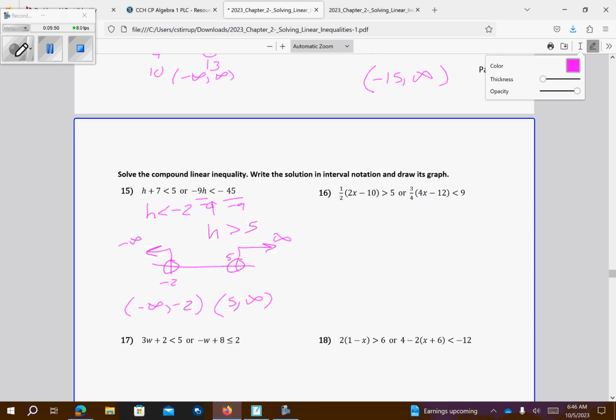Problem 16, I'm going to go ahead and distribute the half over the parentheses here and here. Half of 2 is 1, so I get 1x or just x. Half of 10 is -5. I'm going to add 5 to both sides.